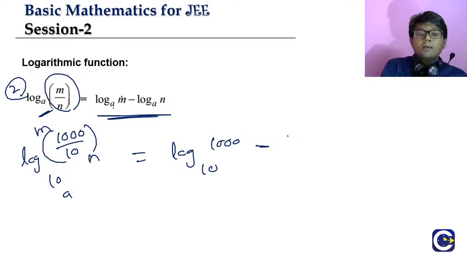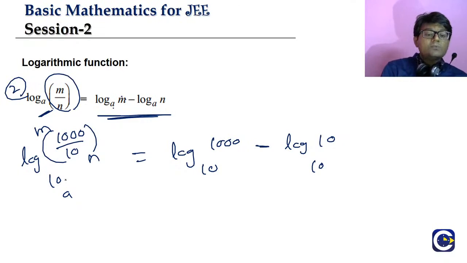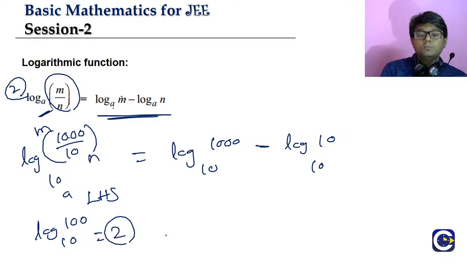Minus log n to the base a. Now come back here, guys. What is our LHS part? 1000 by 10 is what? 100. So LHS is log of 100 to the base 10. What is log of 100 to the base 10? 2. Let's keep it.